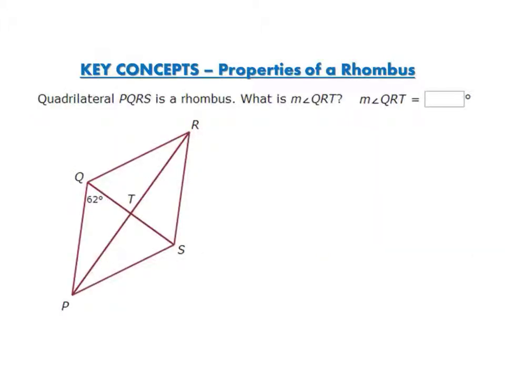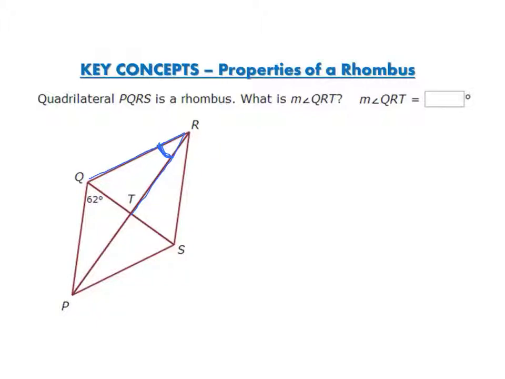All right, our first problem says quadrilateral PQRS is a rhombus. What is the measurement of angle QRT? All right, that is an angle, QRT. R is the middle letter. That means that is the vertex that we're looking for.